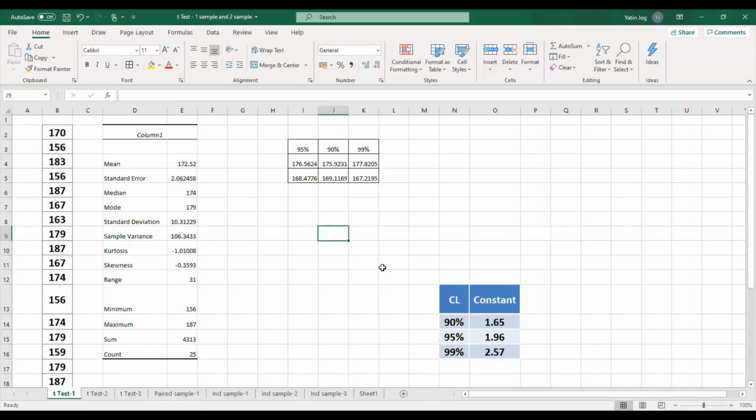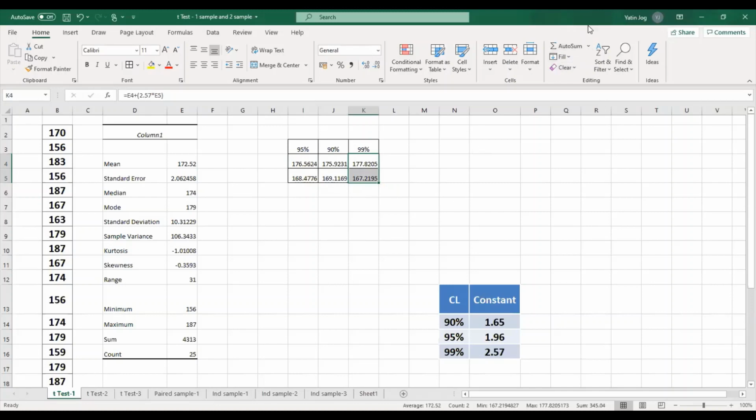Are you getting the same answers? Yes, sir. The only change is that I have changed the confidence level constant from 1.96 to 1.65 to 2.57. That is the only change. And these are the intervals which I am receiving for 95%, 90% and 99%, correct?